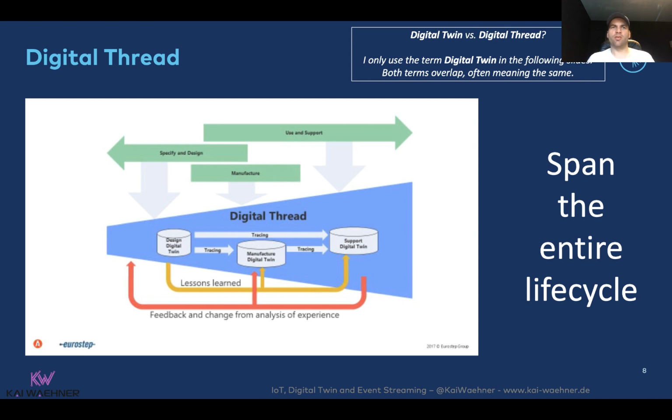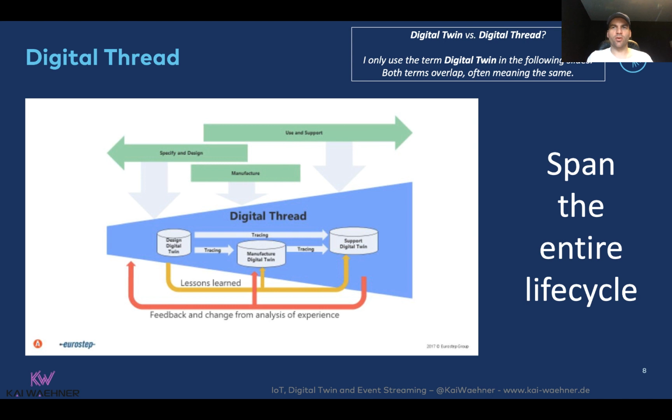And this is actually what the literature means with digital thread. However, a digital thread, which you can see here in this picture, it's a great picture from Eurostep. However, the point is that in the literature, often people simply talk about a digital twin, even when they mean a digital thread, so the whole entire life cycle.